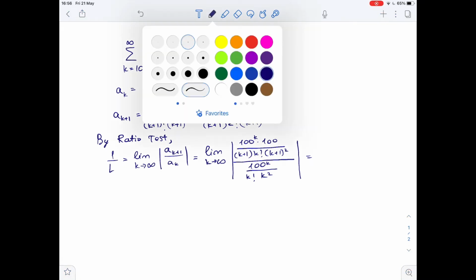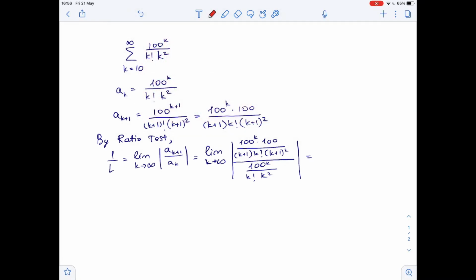First of all, there are a few things which we can cancel out. We can cancel out 100 to the power of k. Then we can cancel out k factorial. And let's see what we get. So we get 100 times the limit where k approaches infinity of 100 over k plus 1 cubed times k squared.